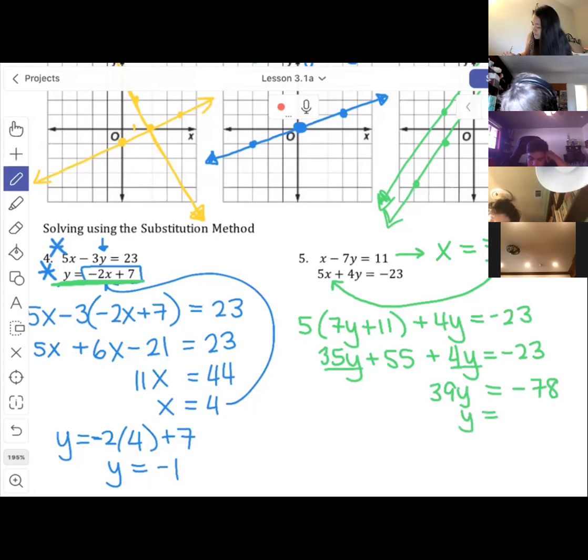And y is equal to... divide 39 by 78, right? Yeah, it goes in nicely. Negative 2. Y equals negative 2. There you go.